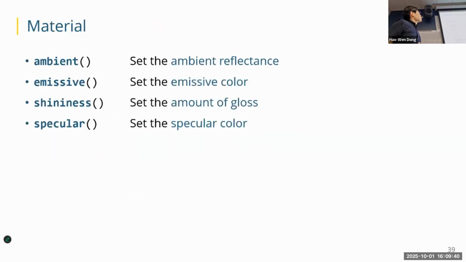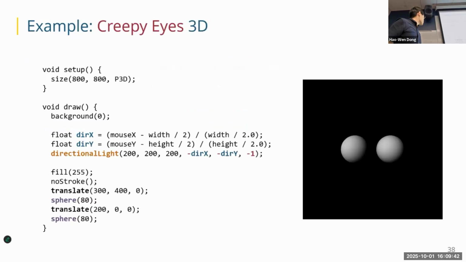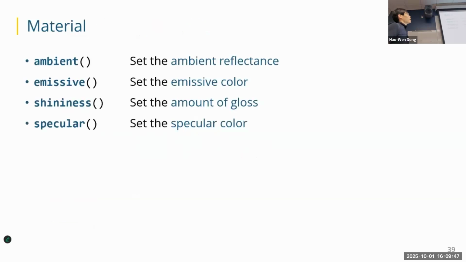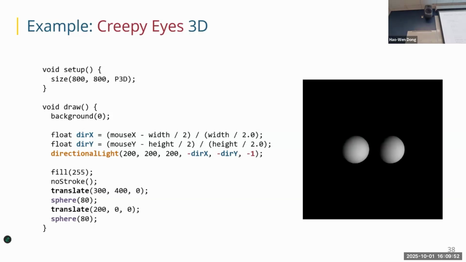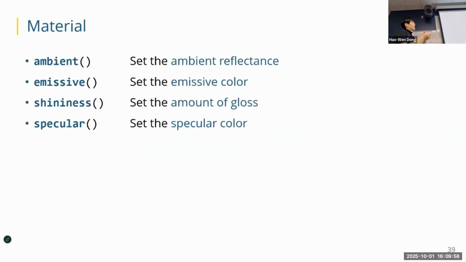Cool. You can also set up the material. Now, with 3D, everything just gets more complex. For this sphere, you can set up how reflective it is under different light sources. Ambient is how reflective it is. Emissive is whether it actually shows some color, like an emitting source. And shininess, specular. So you can set a sort of texture and how it plays with lights in 3D.